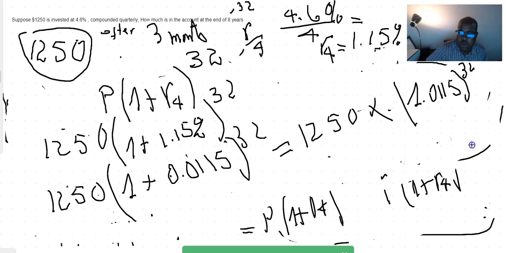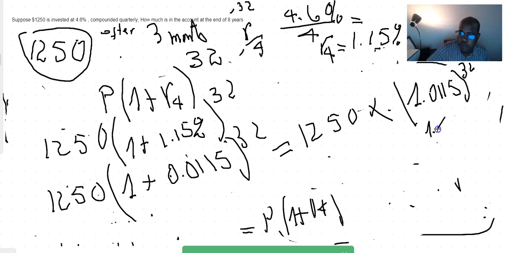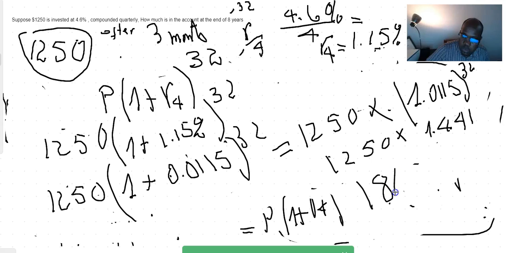If you use your scientific calculator, this power is going to be approximately 1.44. Then you multiply it by 1250. When you do the multiplication, you will end up with the final result of 1802.26. This is the final result.